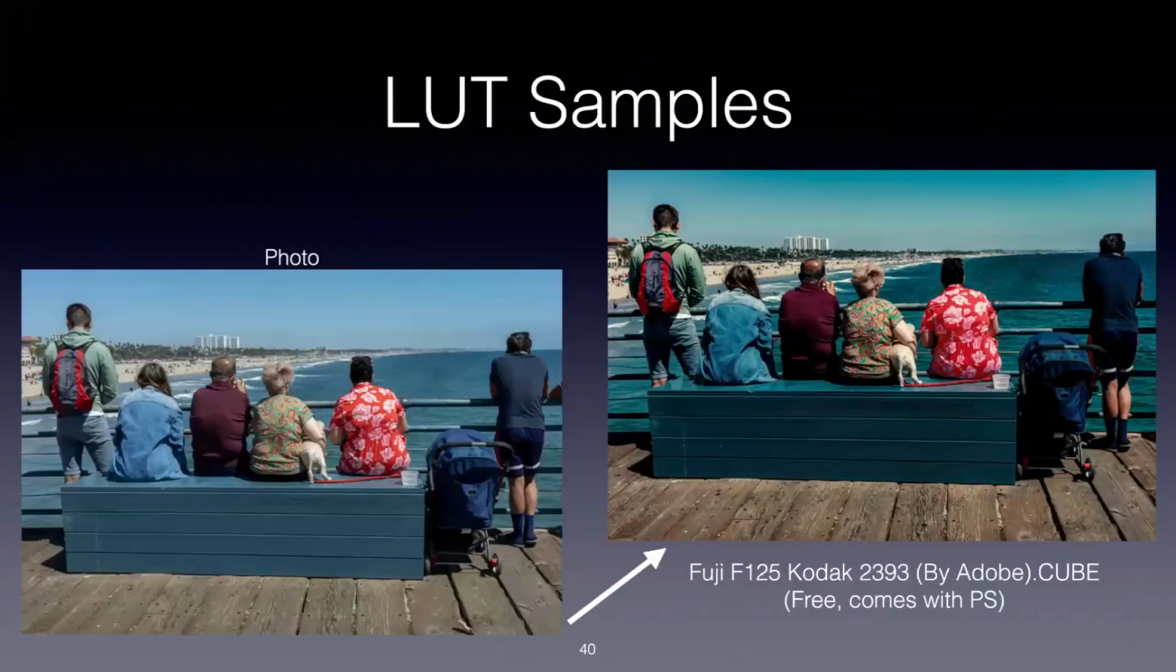So this is kind of what they do. The picture on the left is from last summer at the Santa Monica Pier. And then on the right is a Kodak 2393 by Adobe. That's an Adobe LUT that comes with your Photoshop, and it's a Fujifilm that is emulated by Adobe. And again, you see that 2393 is a Kodak number. That's a film stock.